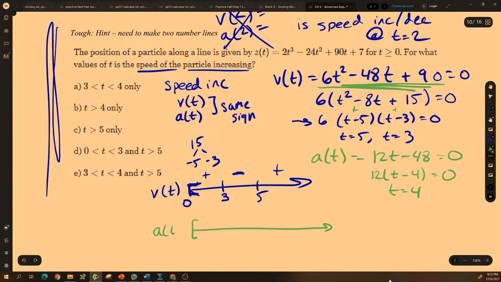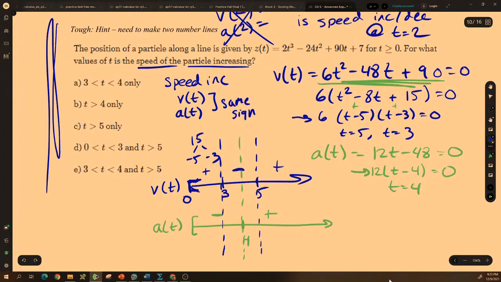So now I'm going to make a second number line for a of t, and this happens at 4. What I want to do is make a dashed line at 4 to help me out. And in a minute I'm going to make two more. Less than 4, when I plug in 0 here, I get a negative. When I plug in, say, 5, I get a positive. And so then I'm going to make another dashed line at the 3 and a dashed line at the 5.